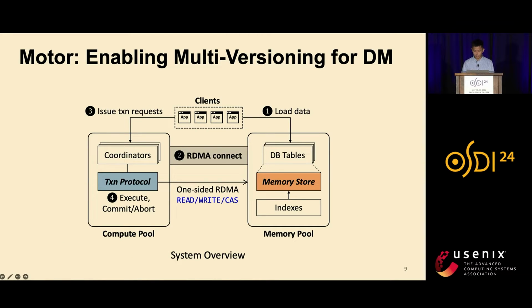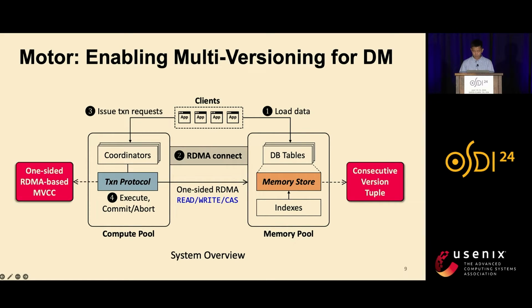To address the limitations of existing studies, we introduce Motor, which enables multi-versioning for DM. Motor has two parts. One is a consecutive version tuple structure as a memory store to efficiently organize different versions of data in the memory pool. The other is a one-sided RDMA-based MVCC protocol that coordinators can use in the compute pool.